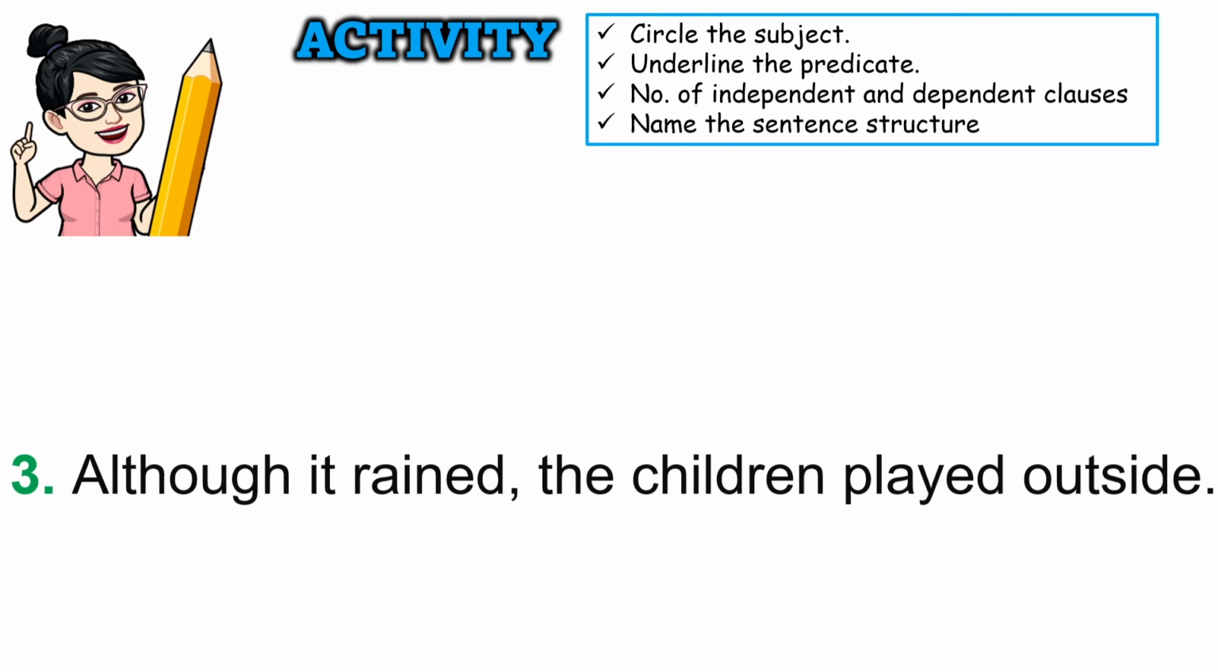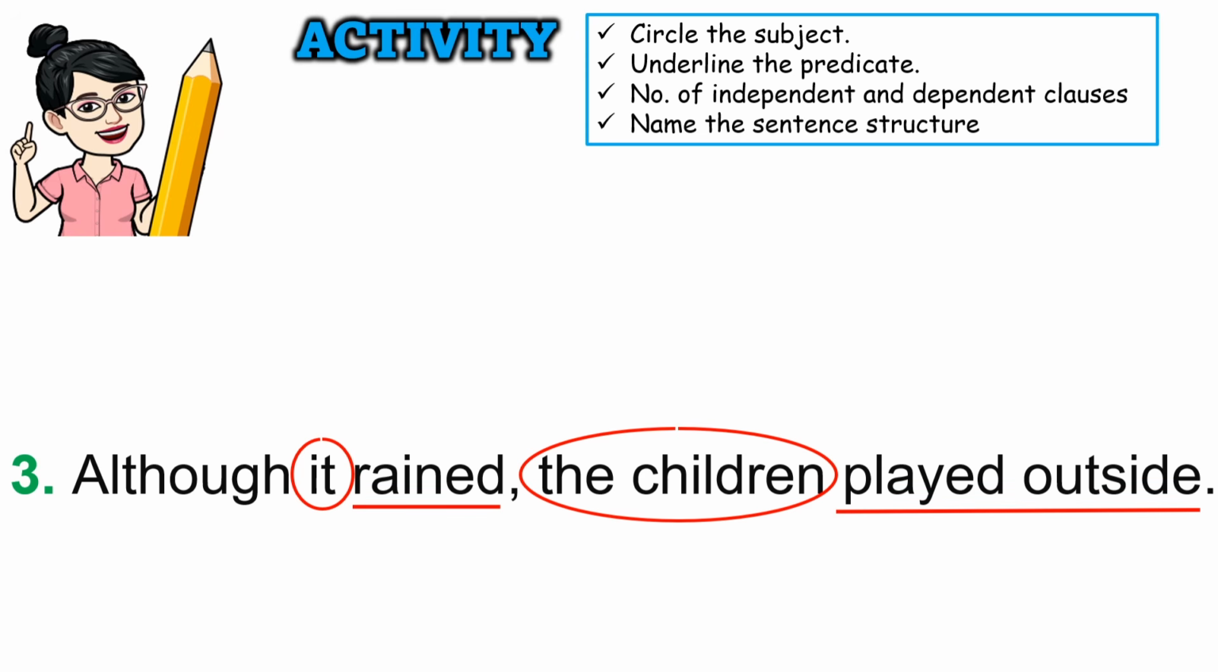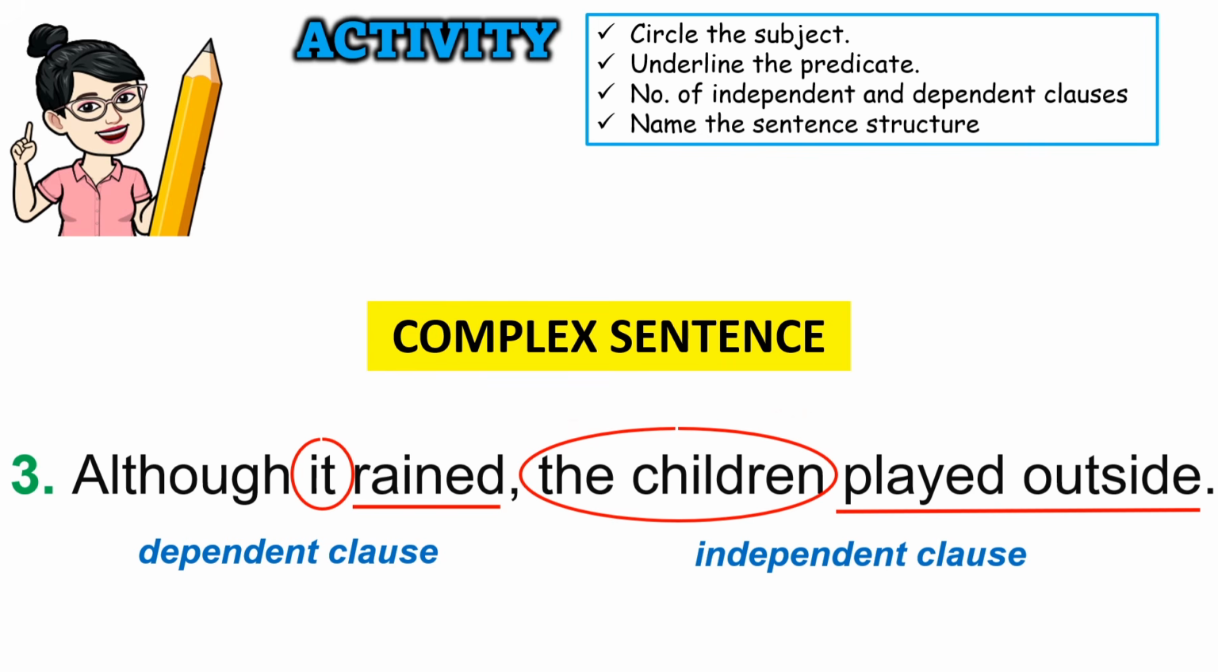3. Although it rained, the children played outside. Subjects, it, the children. Predicates, rained, played outside. Consists of one dependent clause plus one independent clause. The sentence structure is complex sentence.